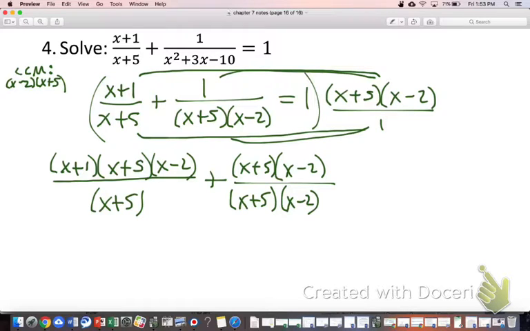It's going to be pretty convenient. And then lastly, when I multiply here, I get x plus 5 times x minus 2. And then 1 times 1 is just 1, so that's not going to really do anything, right? So I'll just leave it as is. The cancellations. The x plus 5s cancel out. Here, everything cancels out, right? When everything cancels out, what are you left with?